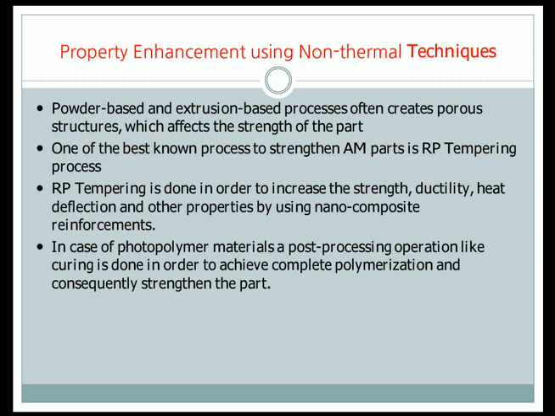In the case of photopolymer materials, a post-processing operation like curing is done in order to achieve complete polymerization and consequently strengthen the part. So if the part manufactured is photopolymer material, then it is subjected to the curing process. By curing, we can achieve complete polymerization and strengthen the part. That is, if we subject the part to curing, it will bind and become strong.